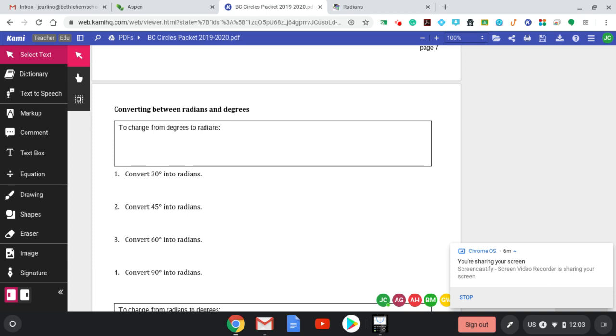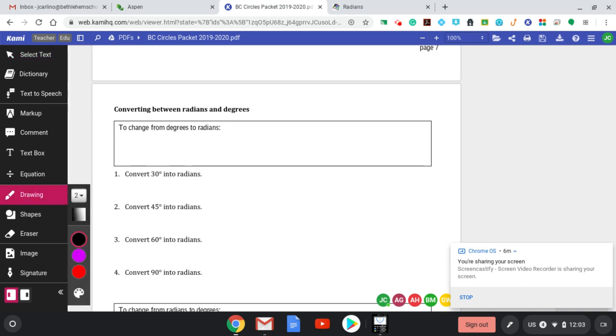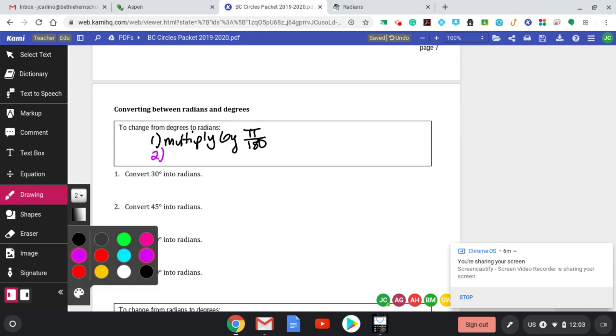The way I do it is, first thing, I'm going to take the degrees and multiply by pi over 180. I'm going to multiply the degrees by pi over 180. And then the second thing I'm going to do is reduce whatever fraction I end up with.